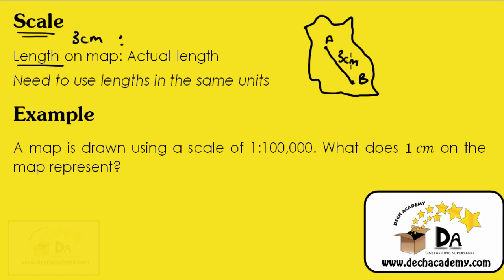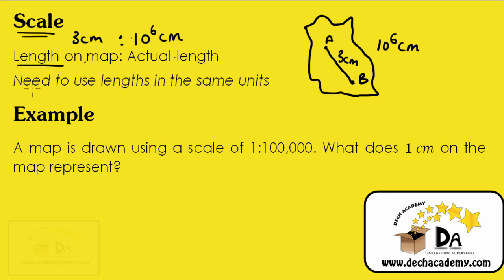In reality, the actual distance between these 2 points could be 100 kilometers, or let's say 10 to the 6 centimeters. Let's say that's what the actual distance is in real life. Well, the actual length is 10 to the 6 centimeters. Well, the scale used is 3 cm on the map to 10 to the 6 cm, so a million centimeters in reality.